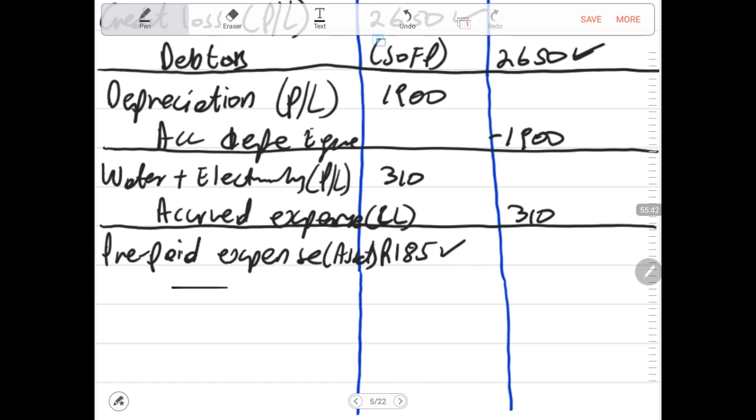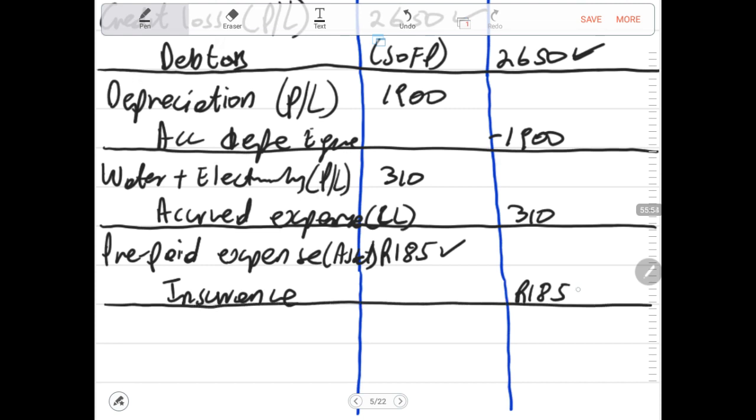Then we credit our insurance. We credit our insurance for how much? 485 rands. Now this is prepaid expense, which is an asset. We recorded it under current assets, under trade and other receivables. Insurance and expense. This is insurance expense.